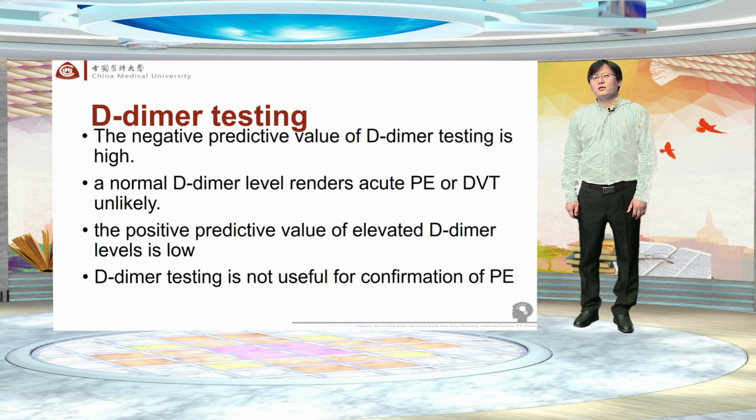And D-dimer is the most common lab test that we use to help diagnose pulmonary thromboembolism and DVT. But actually, the negative predictive value of D-dimer is quite high, and the positive predictive value of elevated D-dimer is quite low, which means a normal D-dimer level renders acute pulmonary thromboembolism and DVT very unlikely. Well, a positive D-dimer test is not that useful for the confirmation of pulmonary thromboembolism.